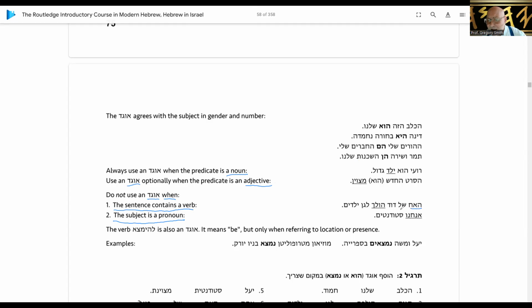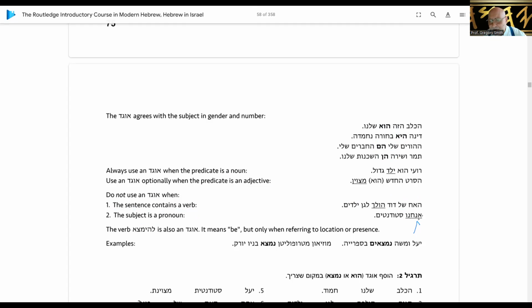Okay, so let's look here. Ha'ach shel David. So the brother belonging to David, holech lagan yeladim. Remember that? Lagan yeladim? That's kindergarten. Okay, so the sentence contains a verb, holech. He's going, he's moving forward. And then also the subject is a pronoun. If the subject is a pronoun, you don't see these oged in there. So what is an example of oged? Look, hu, hi, hem, or hen, depending on whether it's masculine, feminine, masculine plural, or feminine plural.